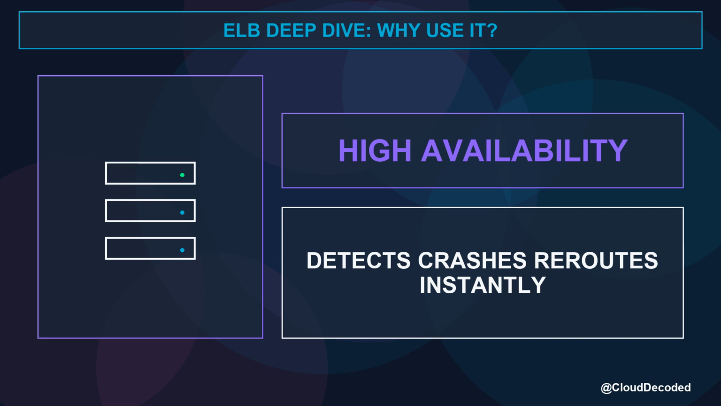The primary superpower of an ELB is high availability. If one of your servers crashes or becomes unhealthy, the load balancer detects it instantly. It stops sending traffic to the broken server and reroutes it to the healthy ones. Your users never notice a thing. The service stays online always.